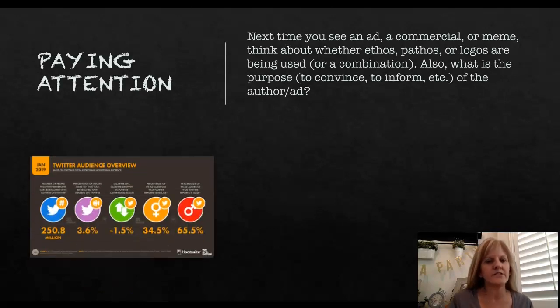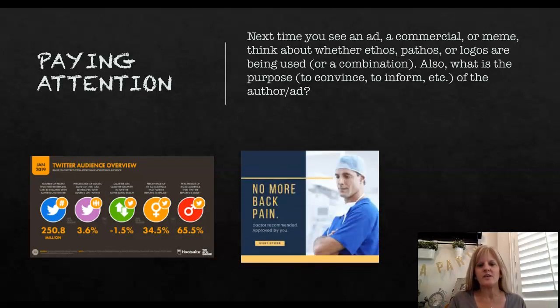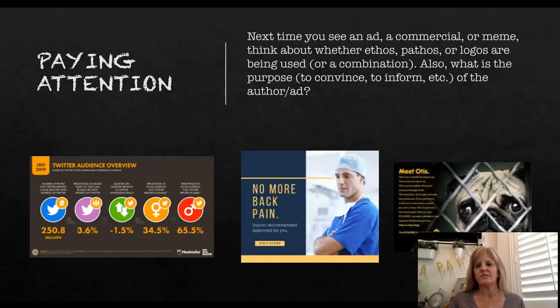So for instance, this little box I have here, do you think this would be ethos, pathos, or logos? If you think about it, it looks like there's a bunch of stats here and facts, so I'm going to say this is logos. And then no more back pain, doctors recommended. So a doctor should have credibility with you in order to prescribe back pain or even suggest an over-the-counter back pain medication. So that would be ethos. And then lastly, Otis here, I'm not sure what the ad is even for. But even without reading it, I would say it's probably going to be using pathos or emotion.